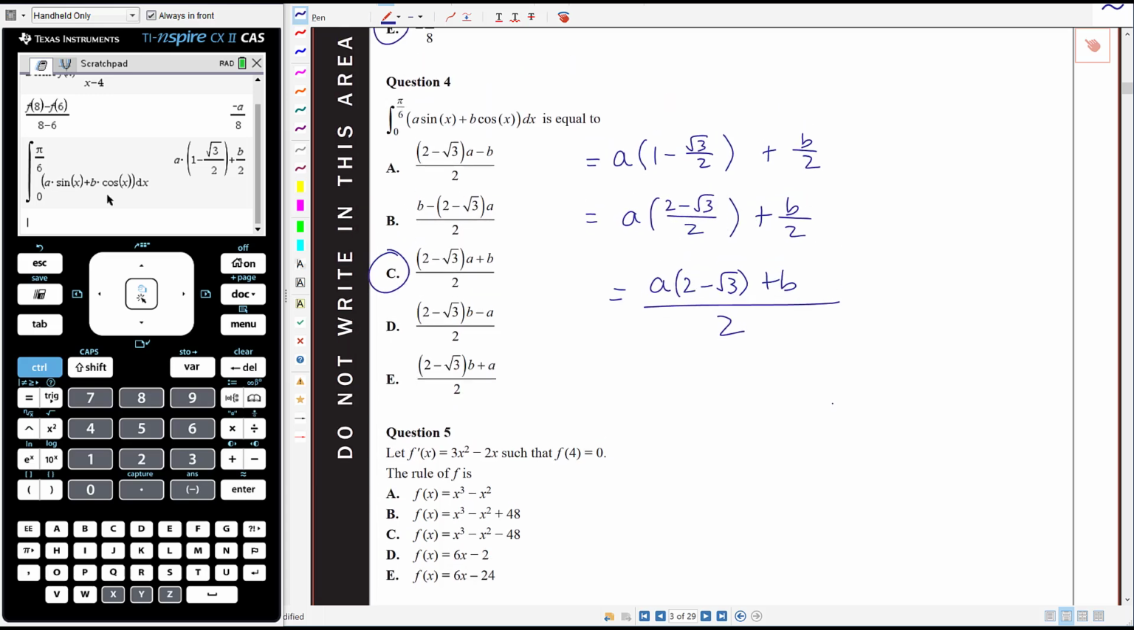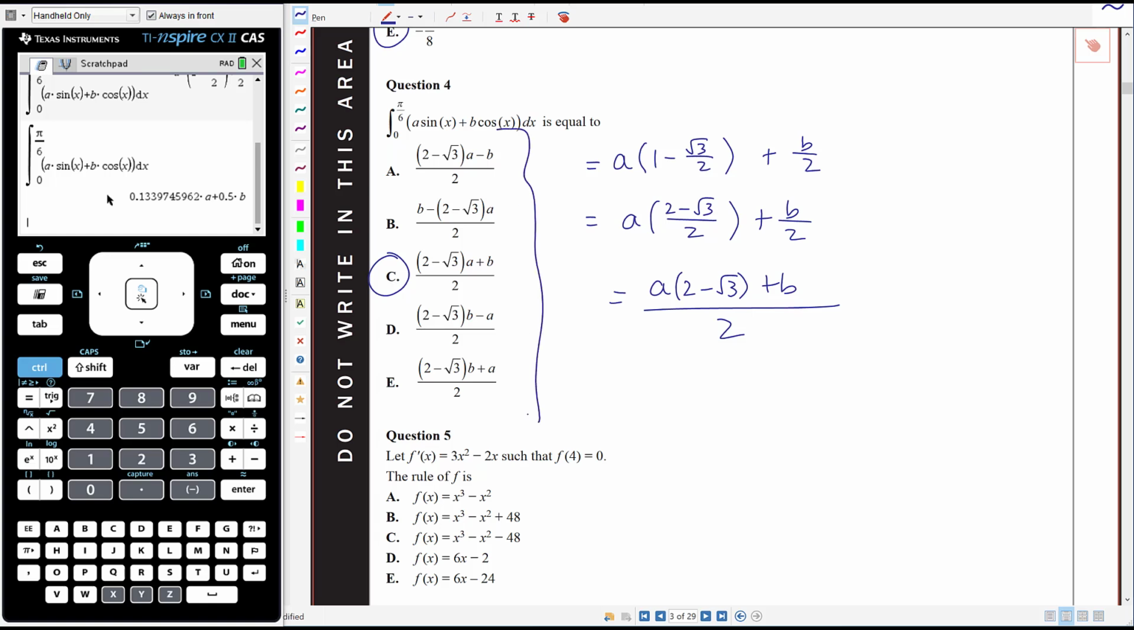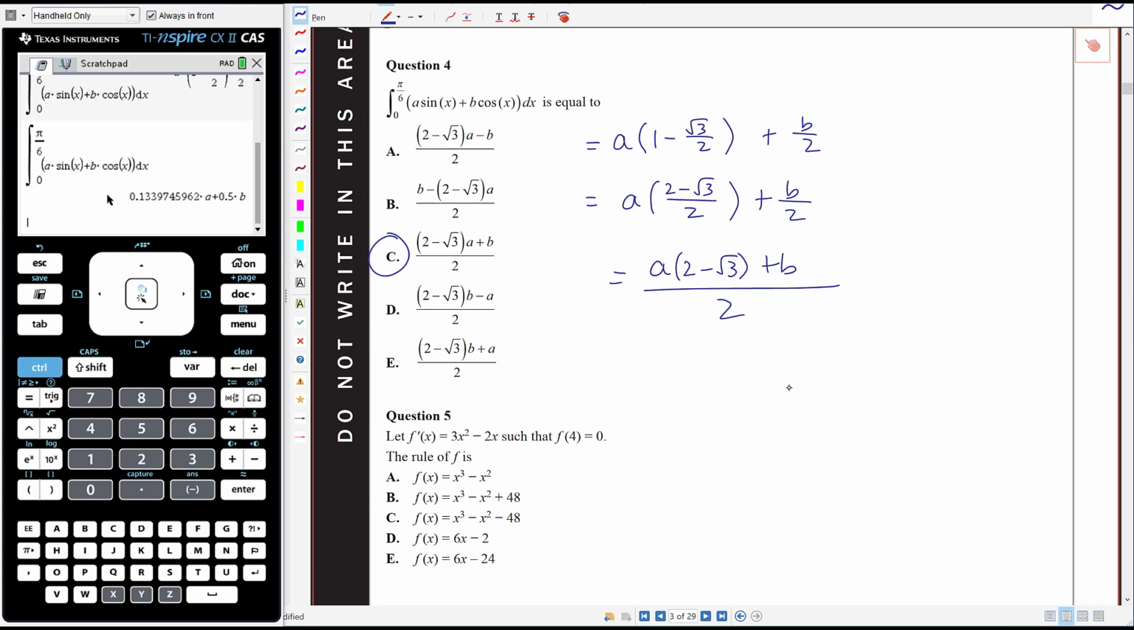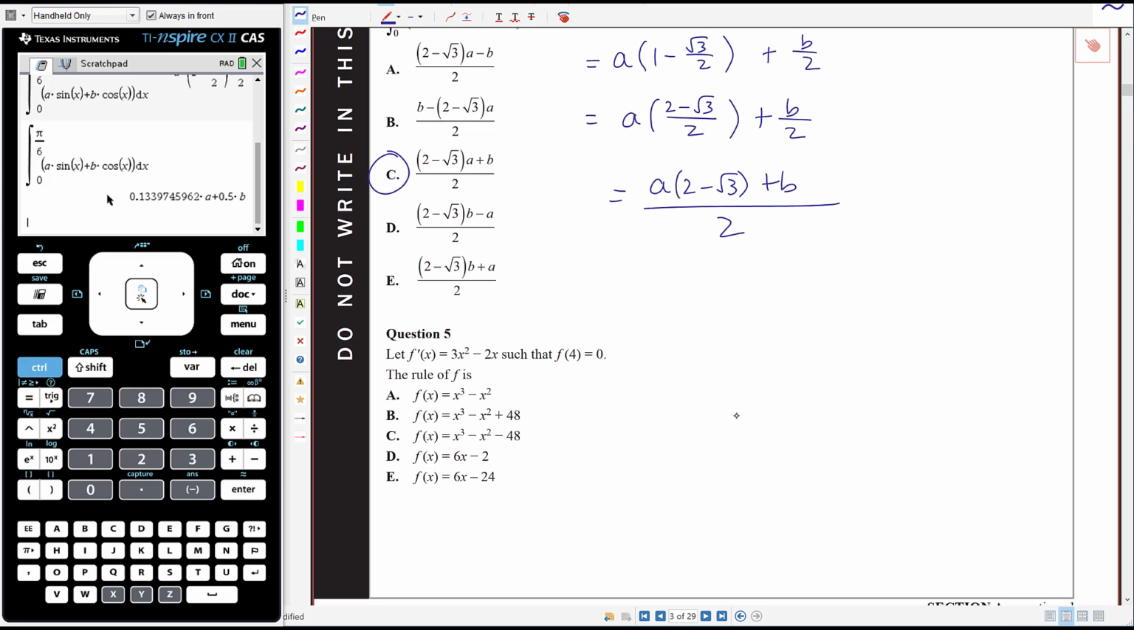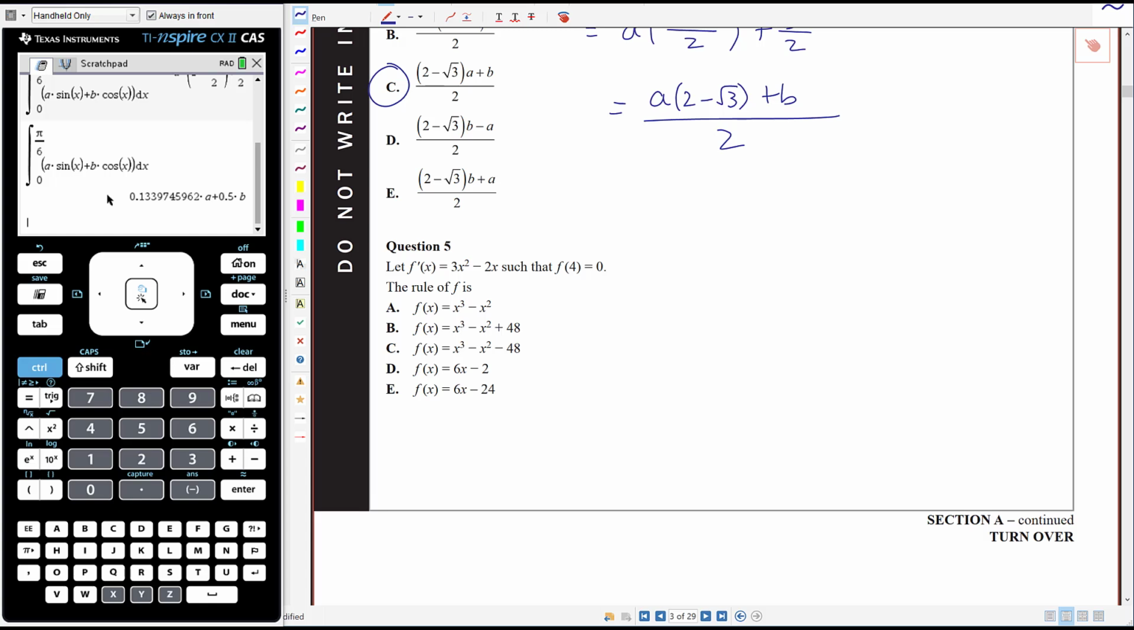Other things you can do is press Control Enter here, get it as a decimal, just brute force your way through the options here, getting decimal approximations for those until you get something that matches, if your algebra is not strong enough to be able to work out how to simplify that to the point that matches an answer.